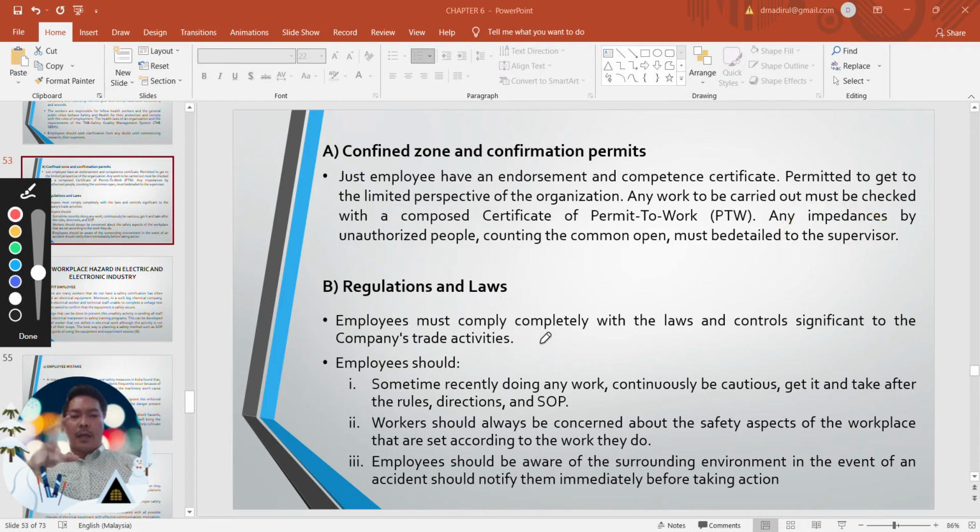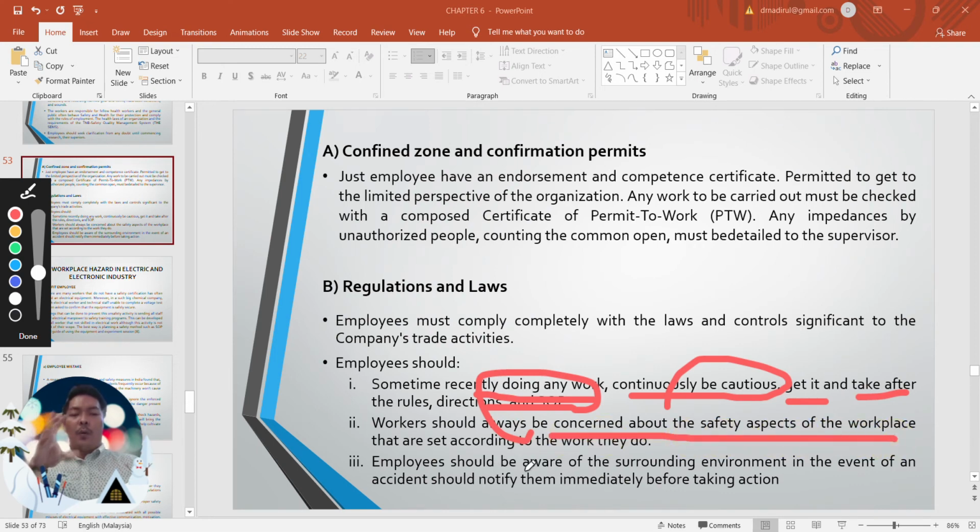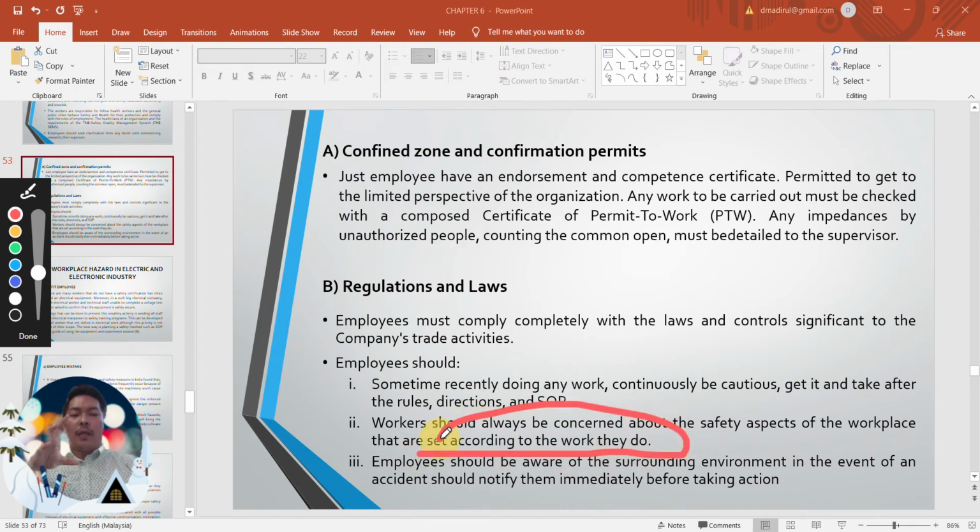Regulation and laws. Employees must comply completely with the laws and controls relevant to the company's trade activities. The responsibility of employees is to perform any work reasonably, always being cautious, understanding and following the rules, directions and SOP. Workers should always be concerned about the safety aspects of the workplace that are set according to the work they are doing. Employees also should be aware of the surrounding environment, and in the event of an accident they should notify others immediately before taking action.